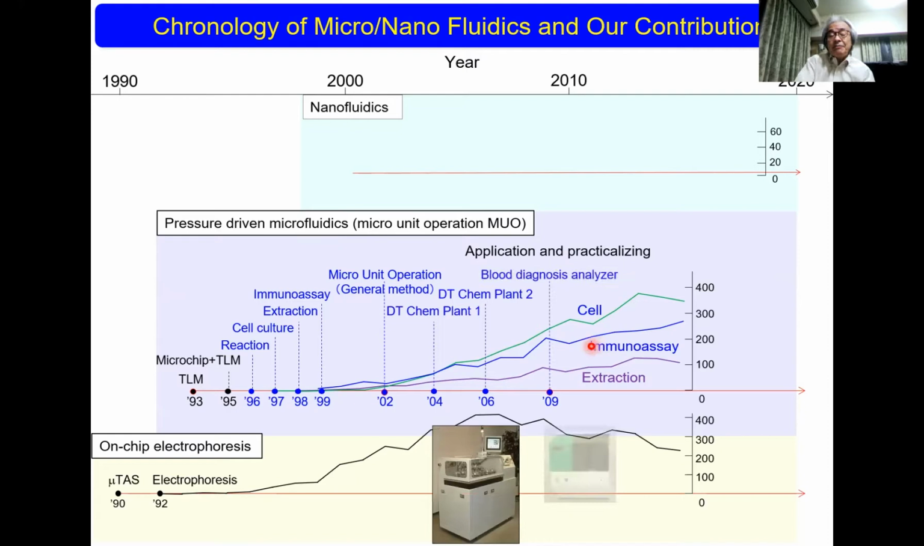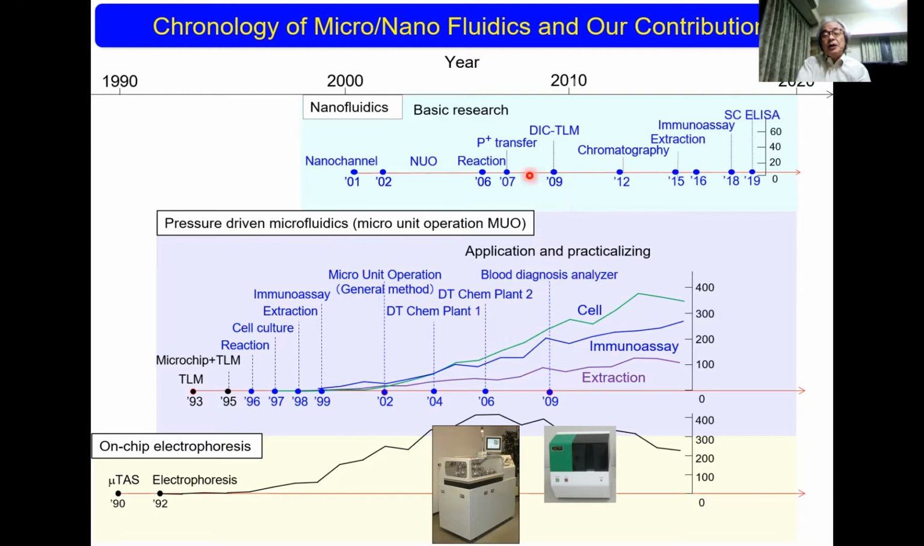This one is a desktop chemical plant, and this one is a blood diagnosis analyzer. Simultaneously, we have now started nanofluidics also, and we are now working on nanofluidics. Even in nanofluidics, we realized chromatography, extraction, immunoassay, and some other kinds of technologies. And then I'd like to mention some of the history of TLM.